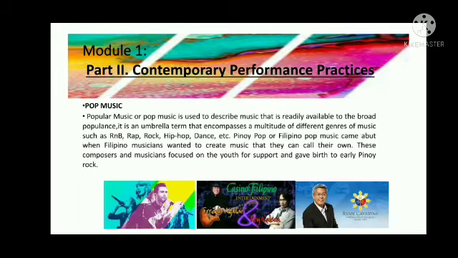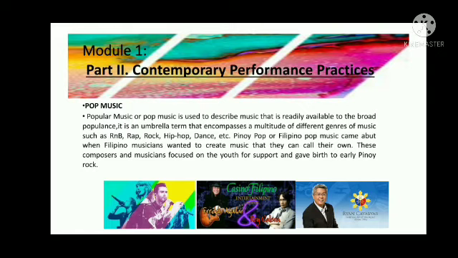Next, we have pop music. Popular music or pop music is used to describe music that is readily available to the broad populace. It is an umbrella term that encompasses a multitude of different genres of music such as R&B, rap, rock, hip hop, dance, etc.